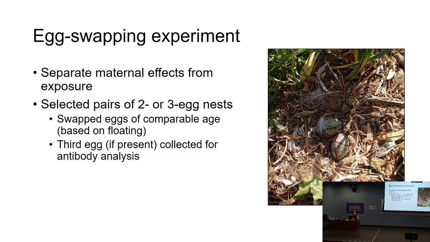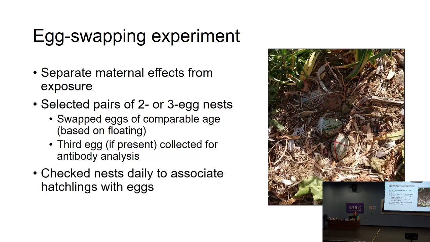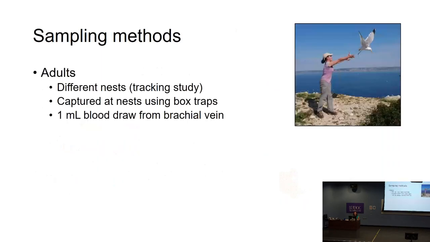If there's a third egg present, we collected that to analyze antibody levels and to get a starting value for that nest. And then once eggs hatched, we checked the nest daily to be able to associate the hatchlings with the eggs. So once a bird hatched, we were able to know whether it was the original egg or the swapped egg.